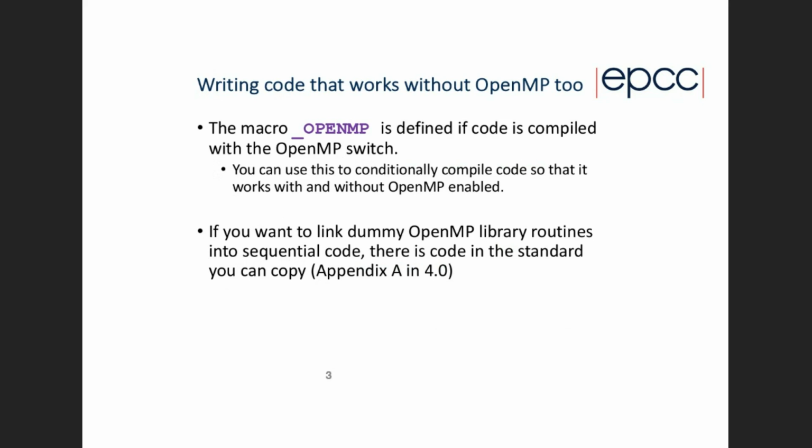I mentioned near the beginning that the reason for the design of the sentinels is that it helps you write code that works without OpenMP as well as with. Something else that helps is that there is a standard macro. _OpenMP is defined if the code was compiled with the OpenMP switch turned on. So that's a standard way that you can conditionally compile code so that it works with and without OpenMP enabled. There is also a set of dummy OpenMP library routines which you could link, but I think on the whole the preprocessor route is a better way to go if you want to have the source code work with and without OpenMP.